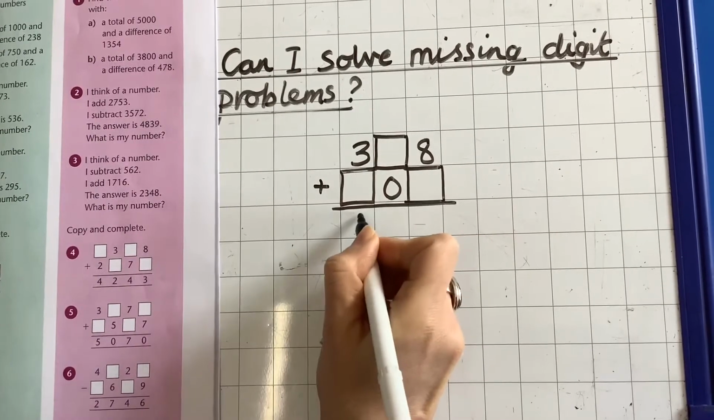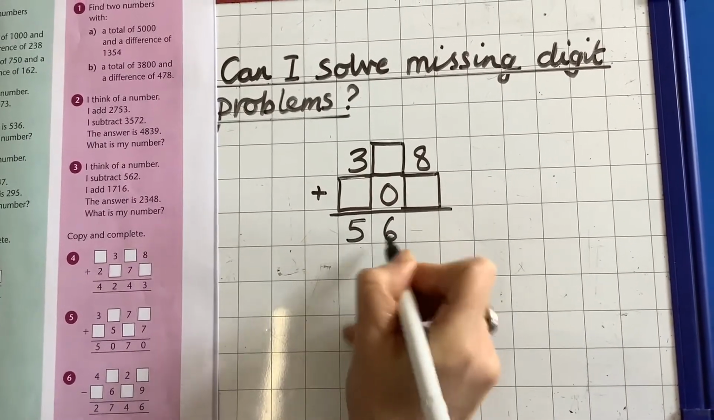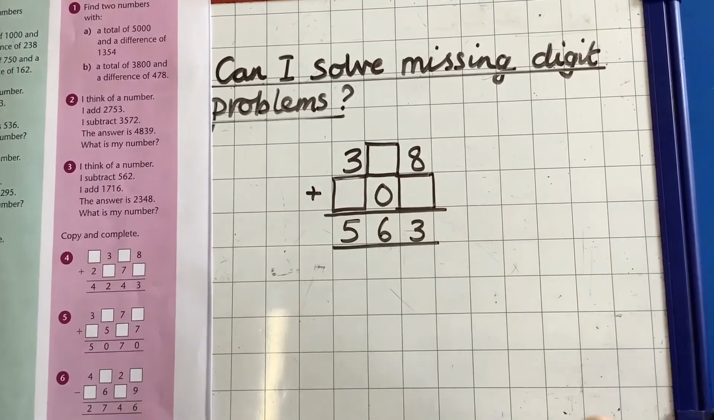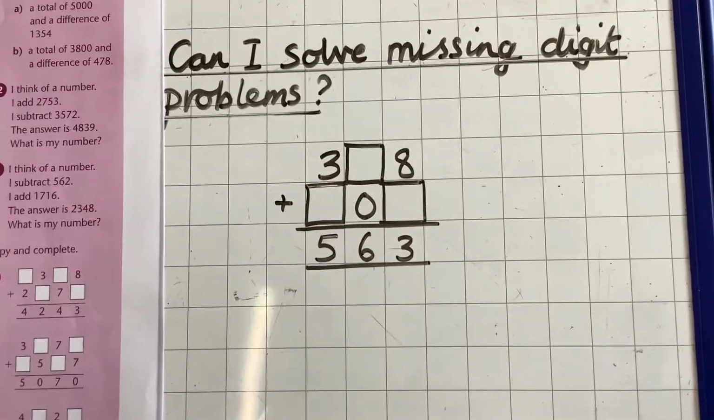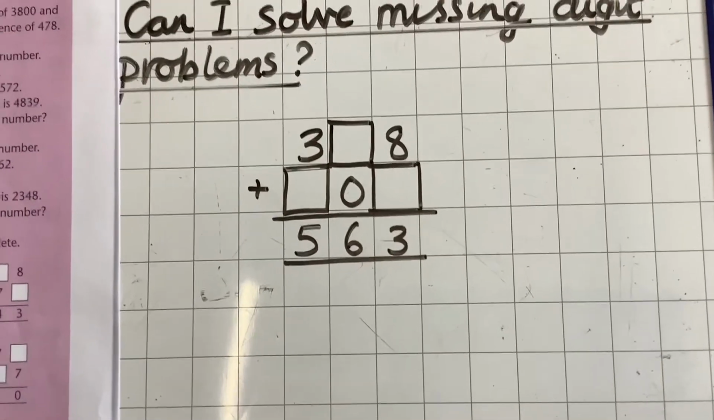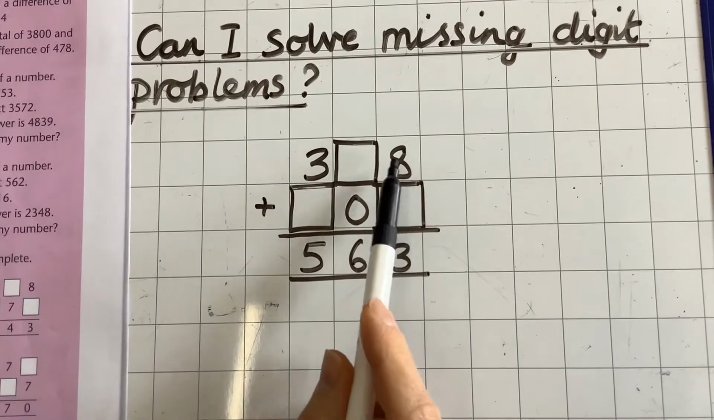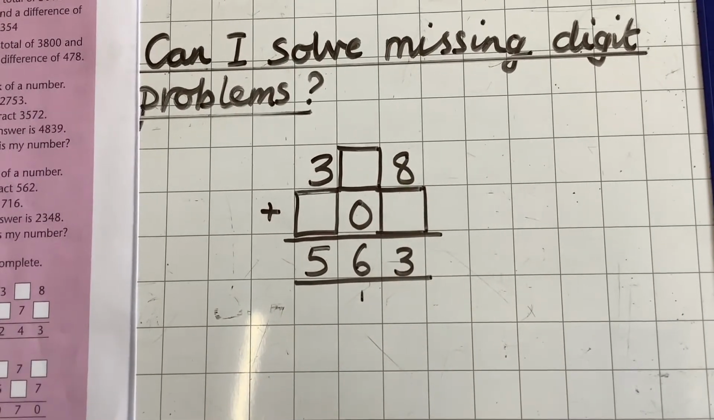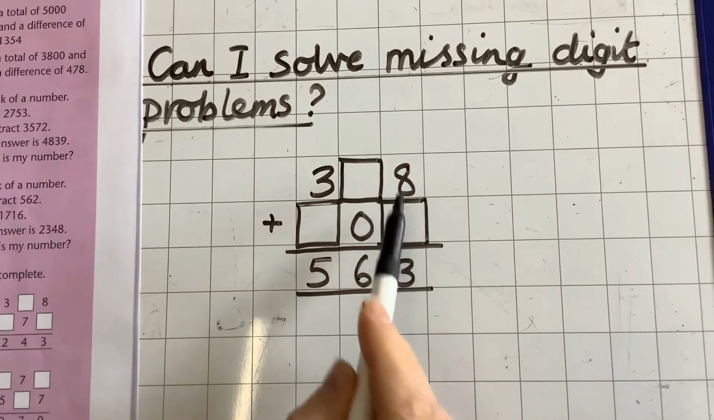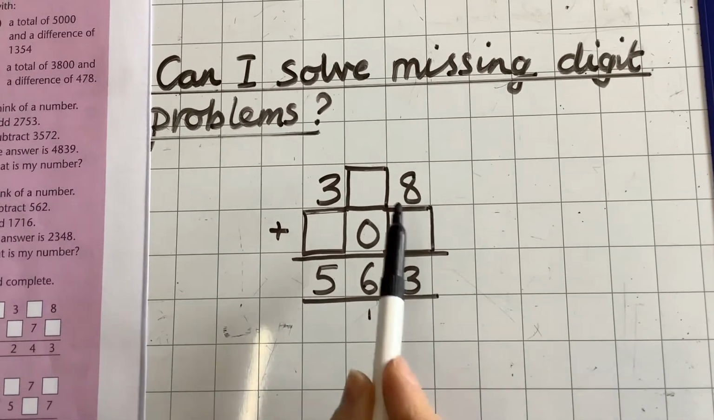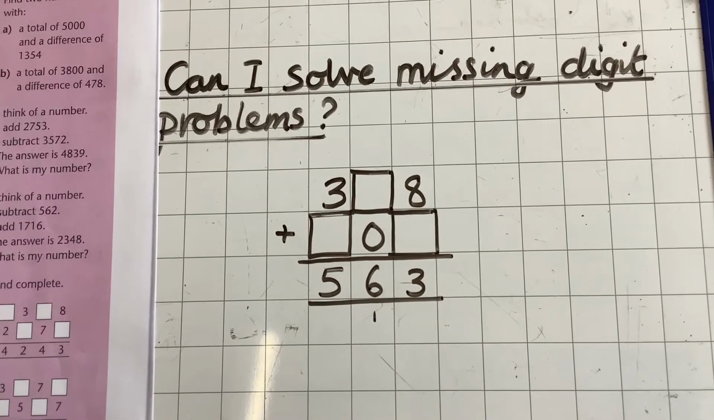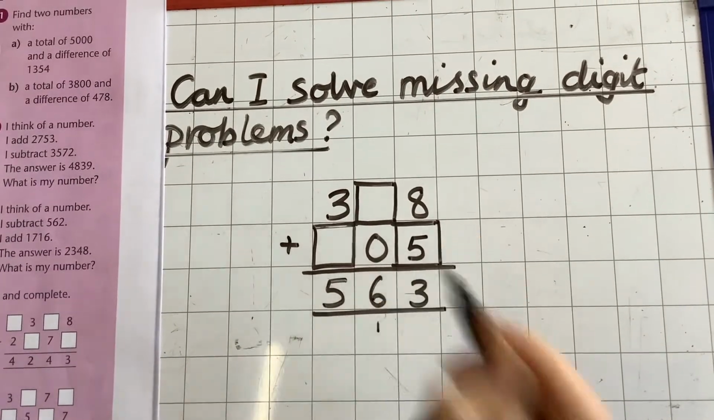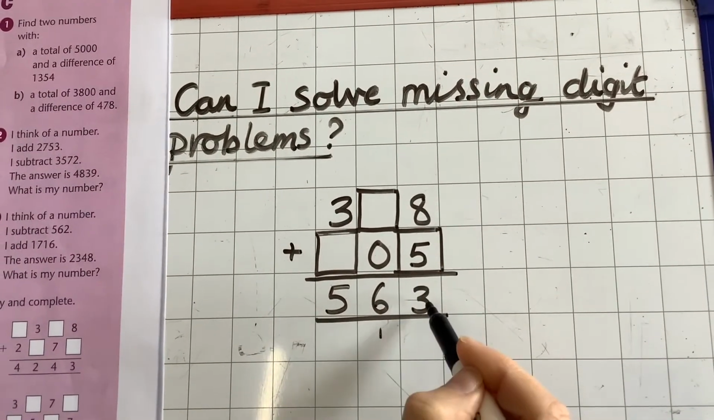So I've got the answer. My answer is 563, but I've got these digits missing. So I'm going to need to have a careful look. Well, 8 plus something is 3. Well, that must be 13, because you can't have an addition where you get to a smaller number. So 8 plus what is 13? Let's have a think. Well, 5. So I've worked that one out. So 8 plus 5 is 13.